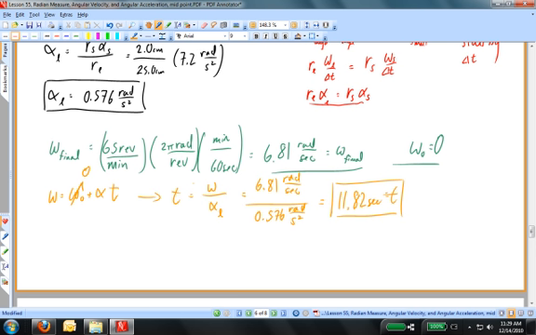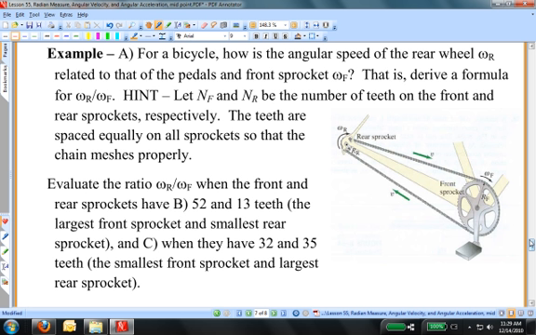Here's another example. For a bicycle, how is the angular speed of the rear wheel, omega rear, related to that of the pedals and the front sprocket, omega front? That is, derive a formula for omega rear divided by omega front. And there's a hint. Let N front and N rear be the number of teeth on the front and rear sprockets, respectively. The teeth are spaced equally on all sprockets so that the chain meshes properly.